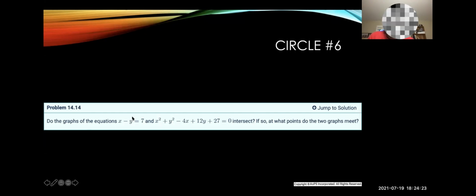So I want you guys to graph this equation and this equation, and see if they intersect. Also, there's an algebraic way to do this. So if you want to challenge yourself, try to figure it out algebraically. And then I'll give you 5 minutes to try this problem.